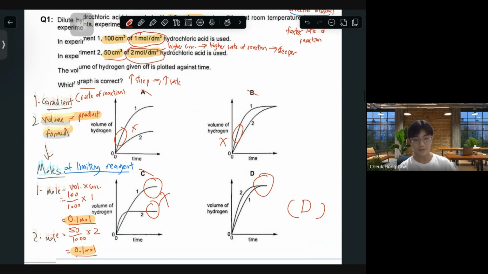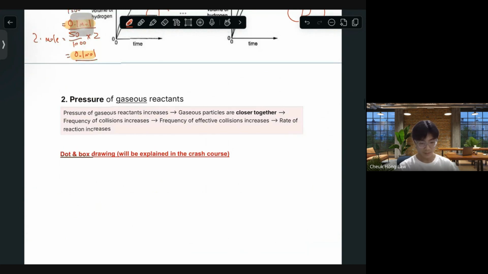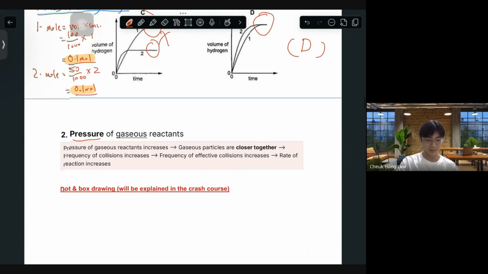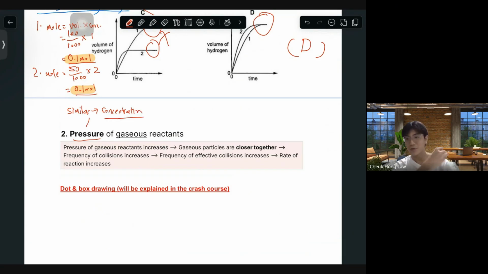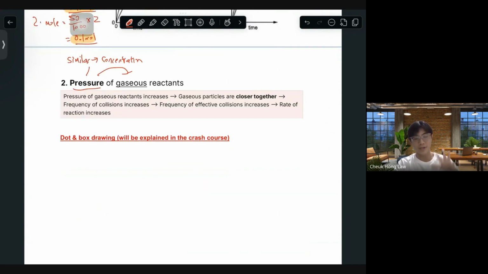Okay, so you understand concentration already. Second factor, pressure. So pressure is very similar to concentration. But the difference between concentration and pressure is that concentration is for your aqueous solutions, like sodium chloride solution, hydrochloric acid solution, but pressure is only for gases. Hydrogen, oxygen, gases only. So you have to take note, you cannot use pressure for solutions, you can only use pressure for gases.